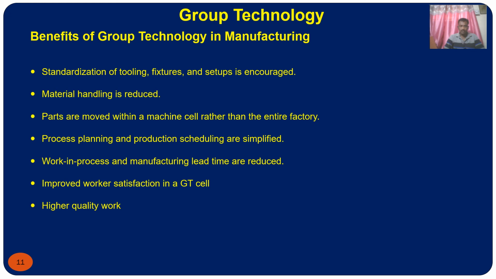To summarize, we have discussed various aspects of group technology and their underlying principles. We have discussed the various techniques of group technology. They are visual inspection, parts classification and coding, and production flow analysis. All these three are elaborated in this session.